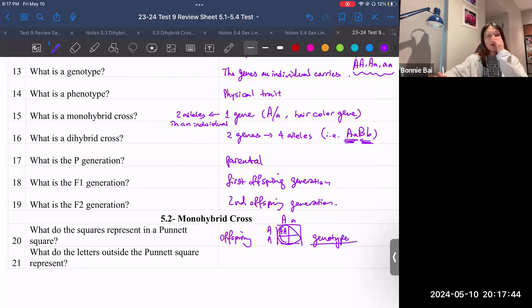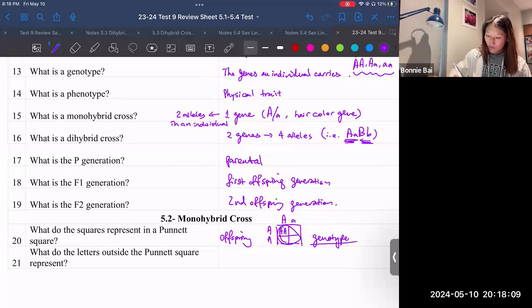Okay, so the squares themselves only represent the genotypes, but based on the genotypes that you predict, you can then figure out what this genotype represents in terms of the actual physical trait. What physical characteristic would it be? Okay. Number 21, what do the letters outside the Punnett square represent?